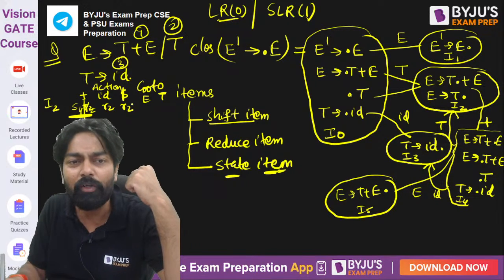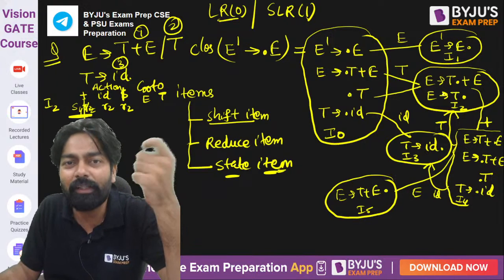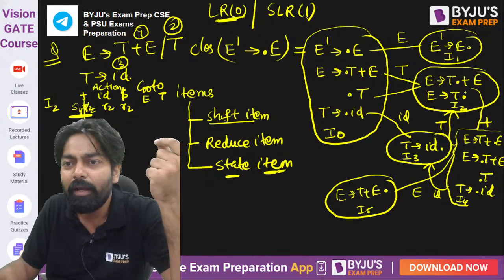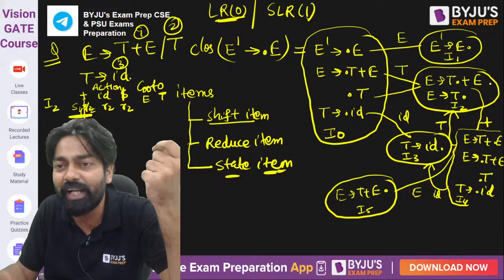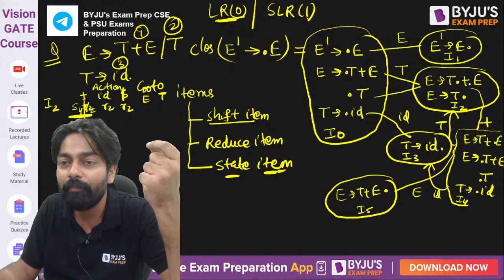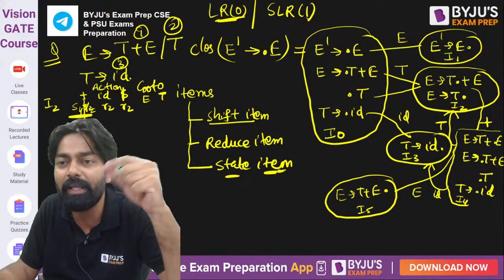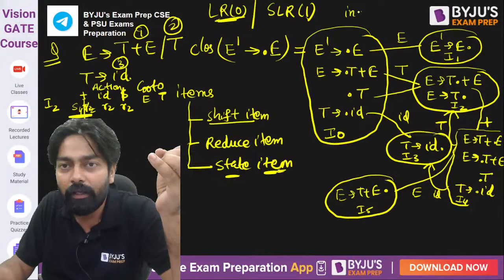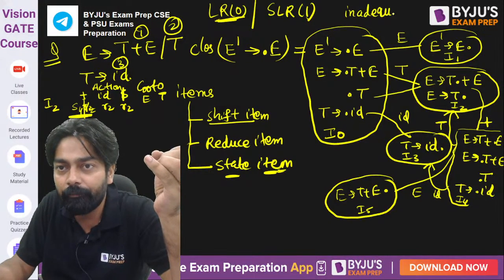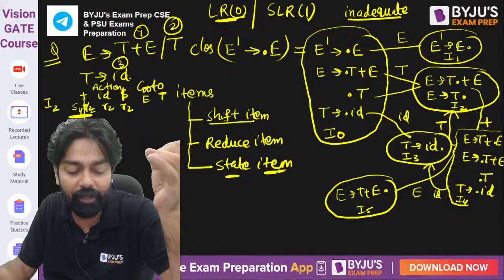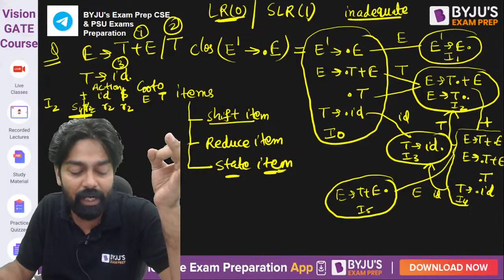So see here, no need to draw the table. They will ask you whether the grammar is LR0 or not. My dear friend, this grammar is not LR0. Why? Because we have a shift reduce conflict. This state, where the problem is arising, is called an inadequate state. Maybe in the exam they will ask you how many inadequate states are there. So how many inadequate states do we have, my dear friend?